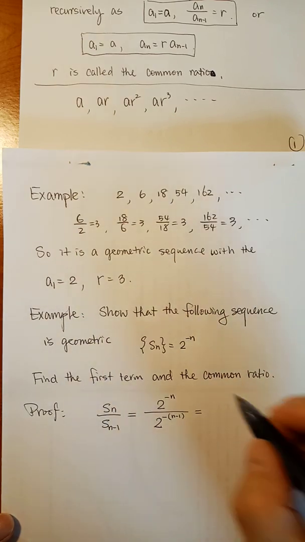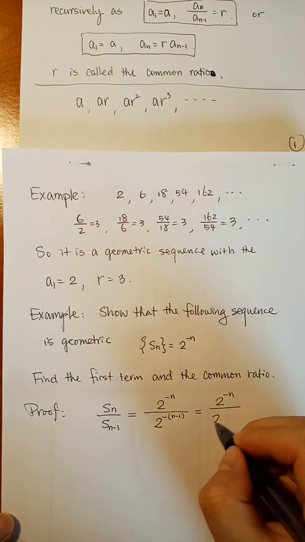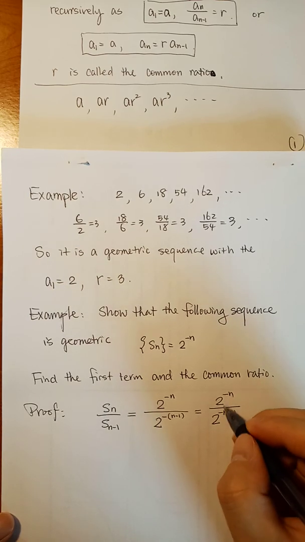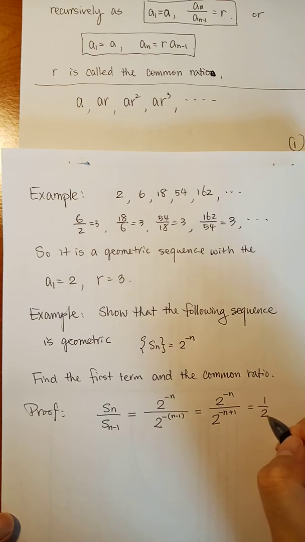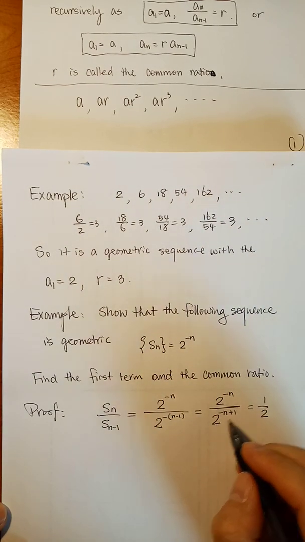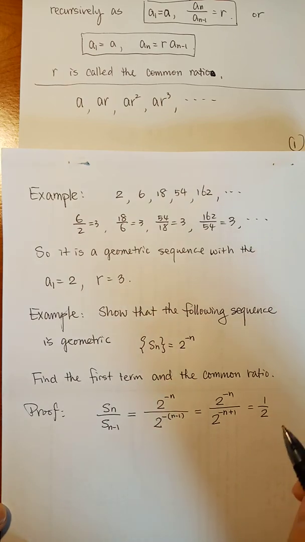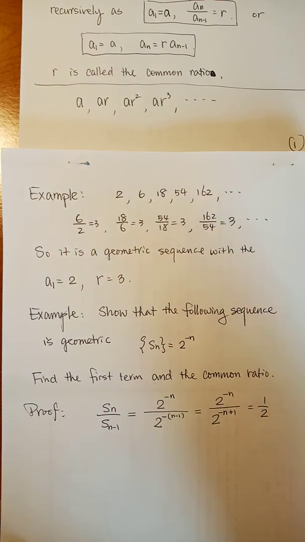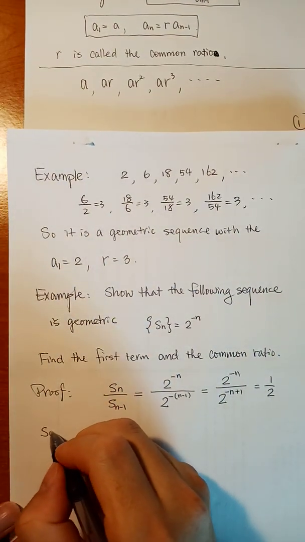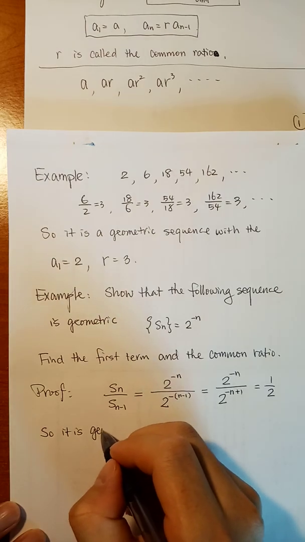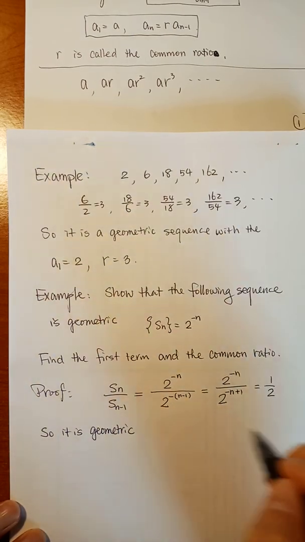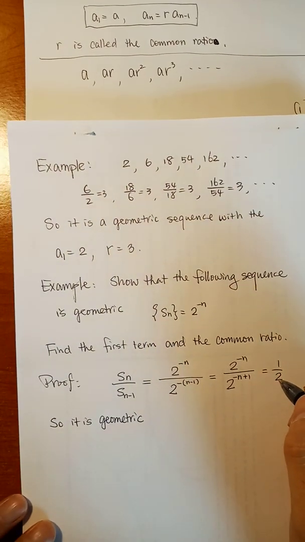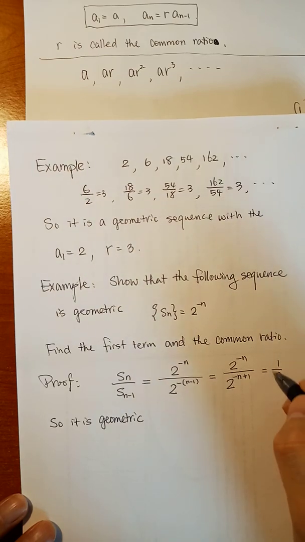You remove this parenthesis, it becomes 2 to negative n and then plus 1. 2 to negative n, 2 to negative n, they cancelled. You get a 1. Denominator still have a copy of 2 here. It's from this 1. It's 1/2. The ratio is fixed. Sn over Sn minus 1 has a fixed ratio. So it is geometric. For sure, it is geometric. And for the geometric sequence, it is a common ratio. 1/2 is a common ratio.